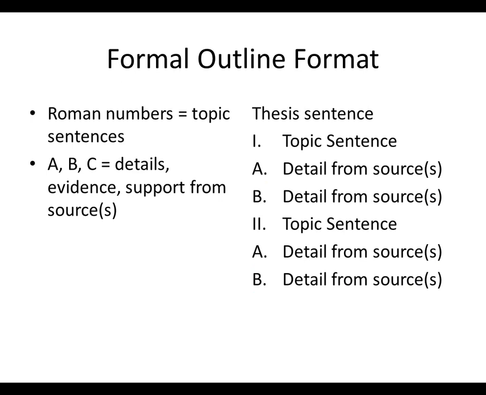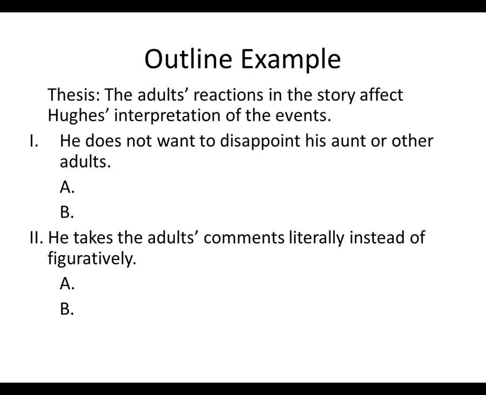The format of a formal outline begins first by placing the thesis at the top of the page. Then there are Roman numerals for each topic sentence, and capital letters A, B, C, and so on for details and evidence you pull from your sources. Here's an example using our previous thesis and topic sentences from the Langston Hughes story. Place the thesis at the top of the page. The adults' reactions in the story affect Hughes's interpretation of the events.